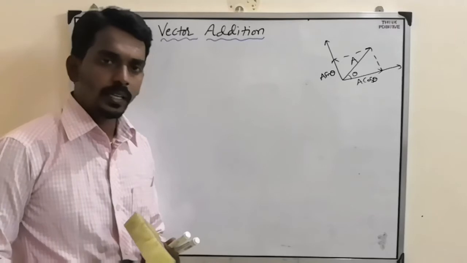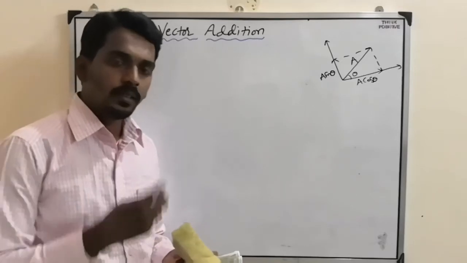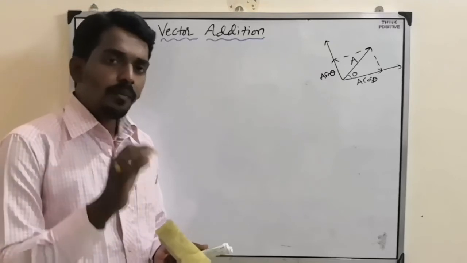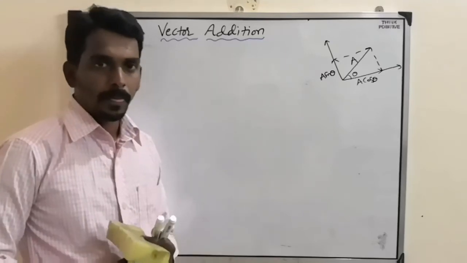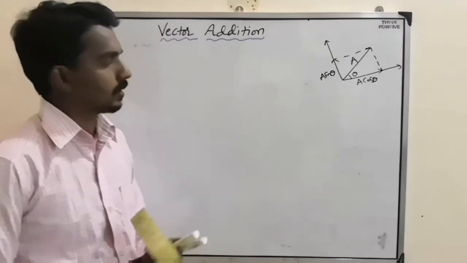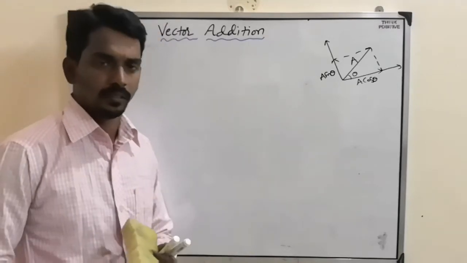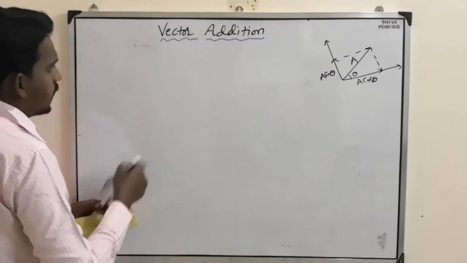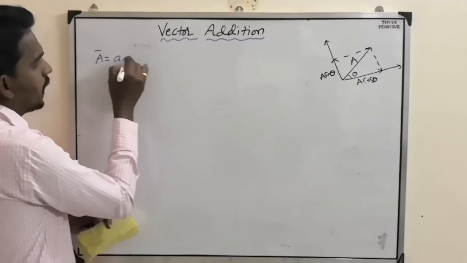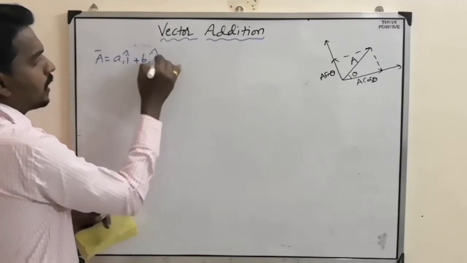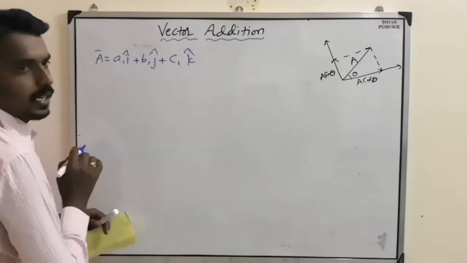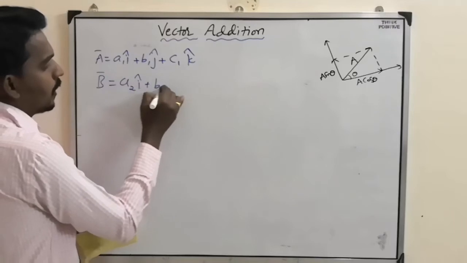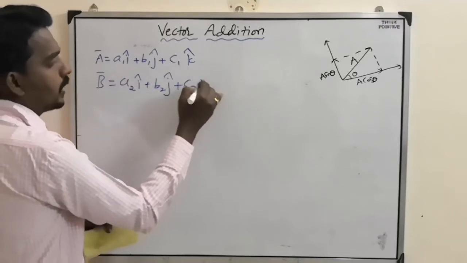But now the question is, how can we add two vectors? The method of adding two vectors is nothing but addition of vector, or vector addition. See, if there are two vectors, let's take one is A bar equal to A1 I cap plus B1 J cap plus C1 K cap, and another vector B bar equal to A2 I cap plus B2 J cap plus C2 K cap.